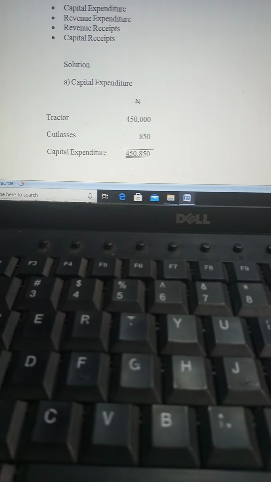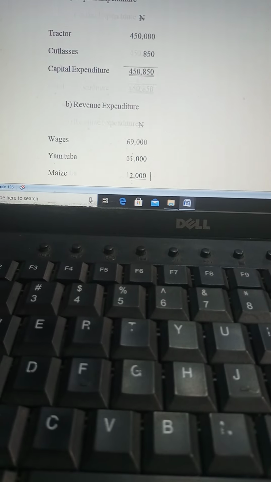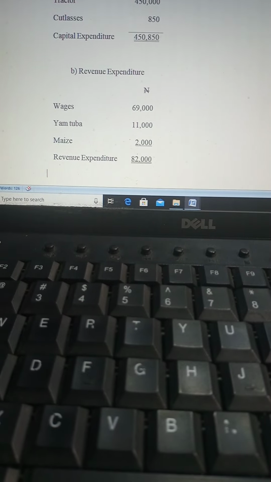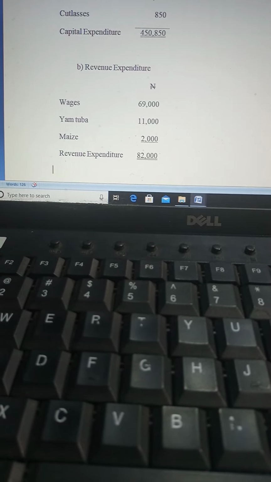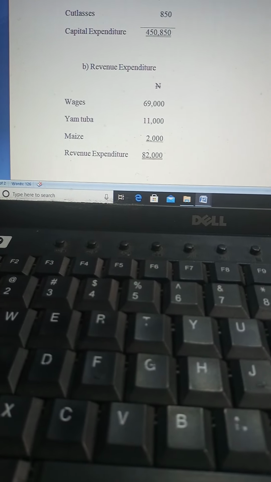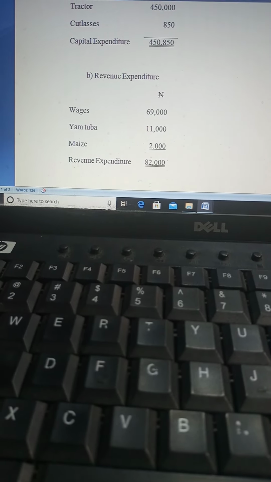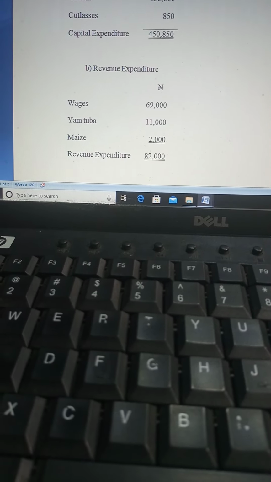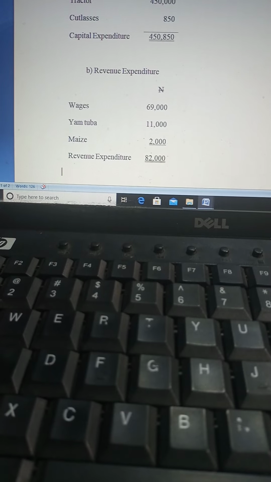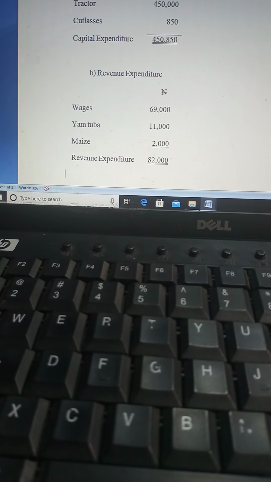So let's move on now to the computation of revenue expenditure. How do we compute it? From the question, you can see that Mr. Femi incurred 69,000 naira on wages. Wages is an example of revenue expenditure. As we explained earlier in our previous classes, revenue expenditure consists of all those expenses that we find in the profit and loss account. So wages is one of them. So we can see revenue expenditure here now. Wages 69,000 naira.